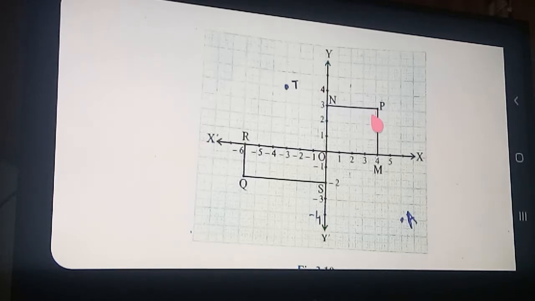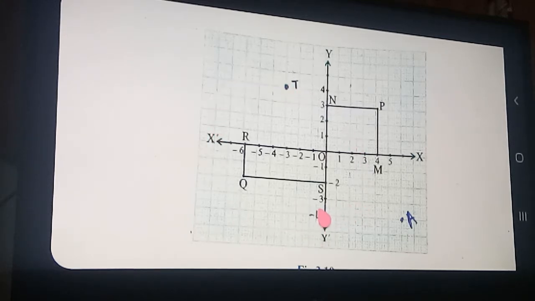Yesterday we already studied the first quadrant, second quadrant, third quadrant and fourth quadrant. In the first quadrant the coordinates are plus and plus. In the second quadrant the coordinates are minus and plus, in the third quadrant the coordinates are minus and minus, and in the fourth quadrant the coordinates are plus and minus. This we already explained yesterday in a detailed way.